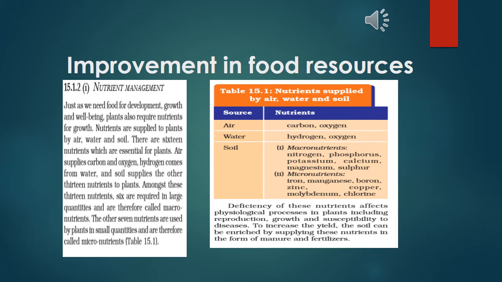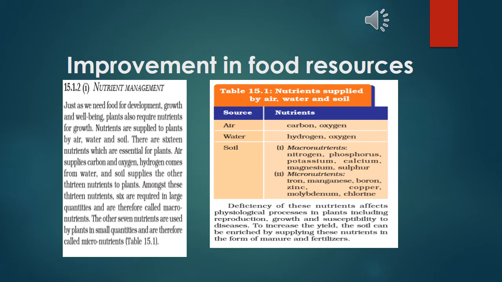If you see table 15.1, you can see here air provides 2 nutrients, carbon and oxygen, water provides hydrogen, and soil gives 13 nutrients, and out of 13, 6 are macronutrients and 7 are micronutrients. So the macronutrients are nitrogen, phosphorus, potassium, meaning NPK. Most important: N, nitrogen, P, phosphorus, K, potassium. Calcium, magnesium, sulfur. These six. And the micronutrients, required by plants in small quantity, are iron, manganese, boron, zinc, copper, molybdenum, and chlorine.